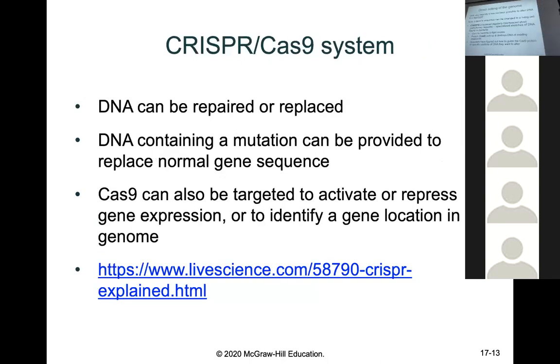It's really amazing. So here are some simple bullet points about how this works. DNA can be repaired or replaced. The mutated form of the gene can be replaced by the normal gene sequence. So especially if it's something like sickle cell, a debilitating genetic disease, it can be fixed just by recoding the DNA. That's huge.